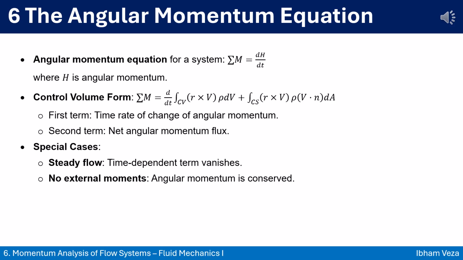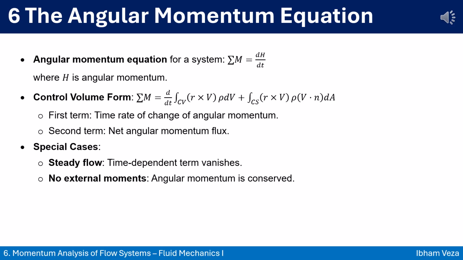For control volumes, we expand this into two key terms: the time rate of change of angular momentum inside the volume and the net angular momentum crossing the control surface. This is especially useful when analyzing flows in rotating systems, like turbines or propellers, where fluid motion involves circular paths.